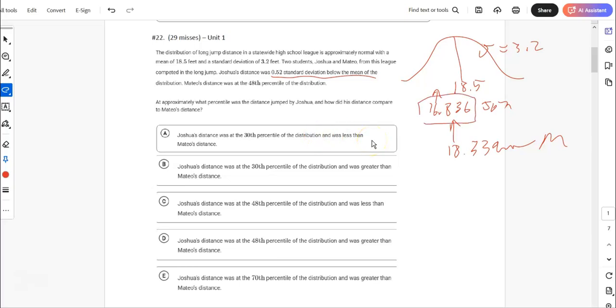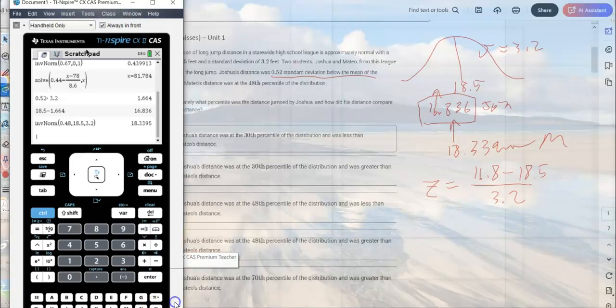So now I guess we need to figure out what percentile that score is, right? So if you think about z, z equals 16.8 minus the mean of 18.5 over the standard deviation of 3.2. Let's do that to find the z, which gives the percentile there.